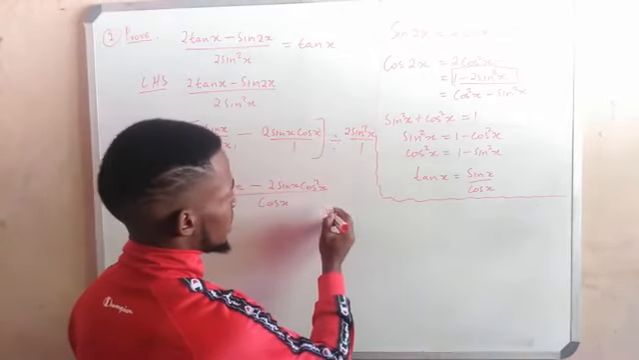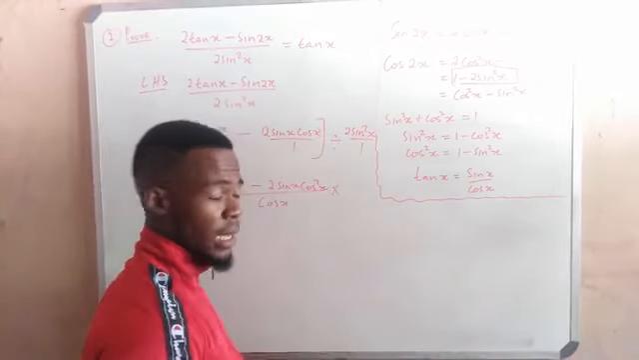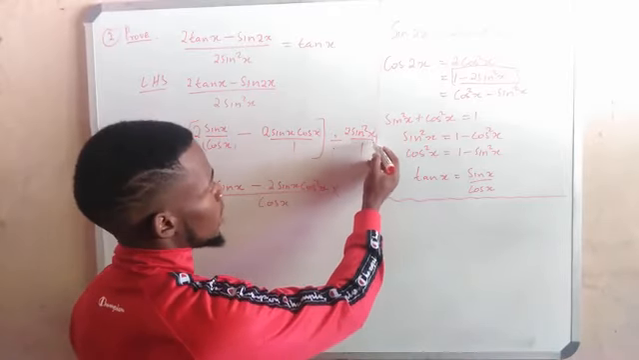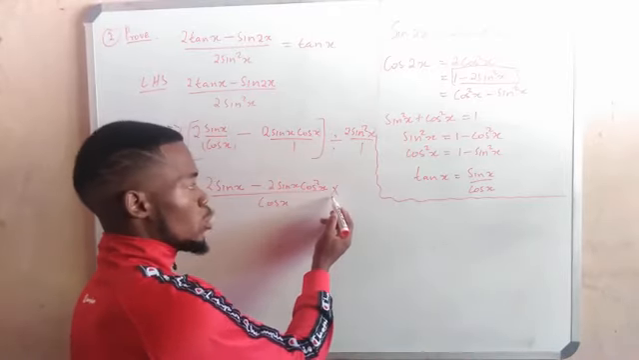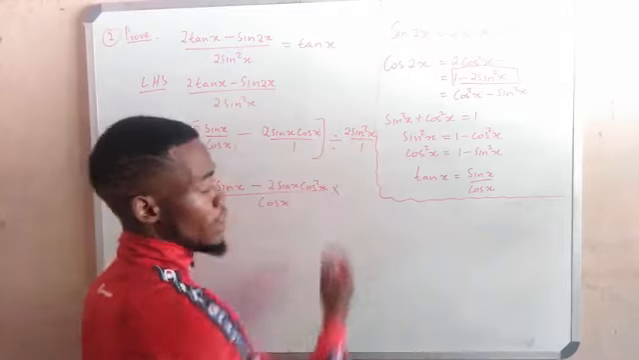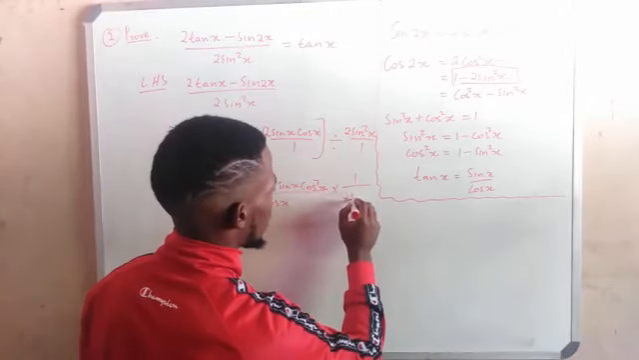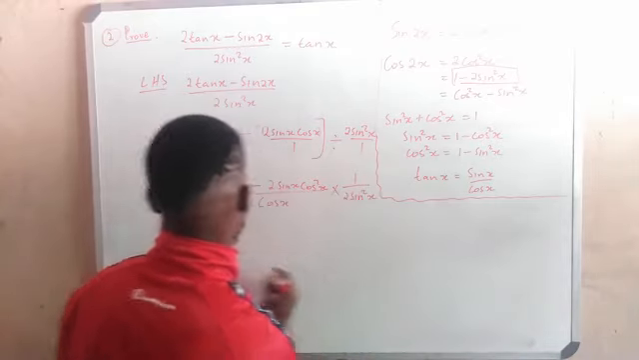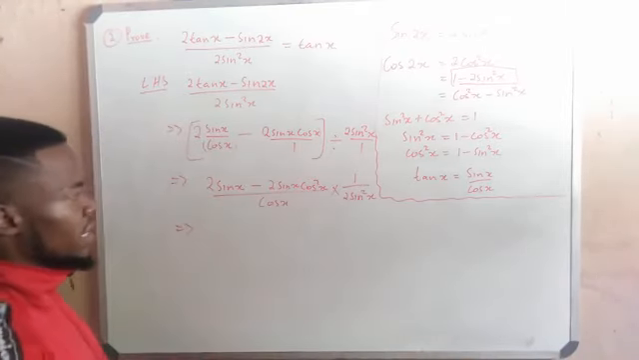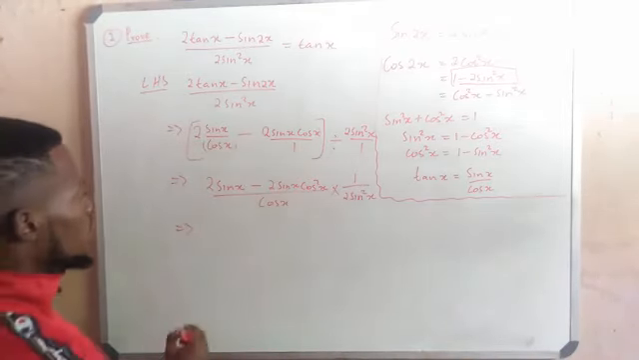Now this division sign can be changed to a multiplication sign. We were dividing by 2 sine squared x over 1. So when you change it to a multiplication sign, you are going to multiply by the reciprocal of that, which will be 1 all over what? All over 2 sine squared x. Right. Moving on.